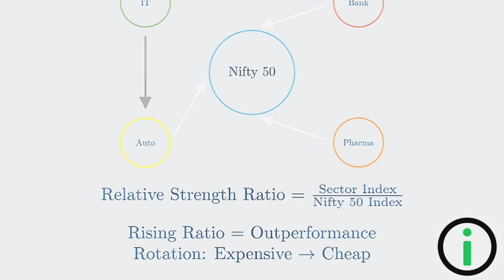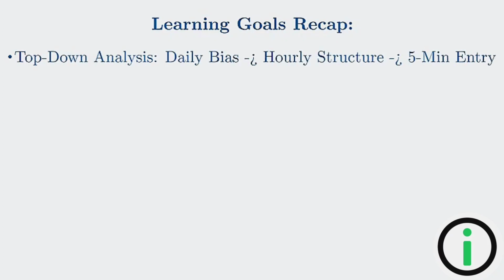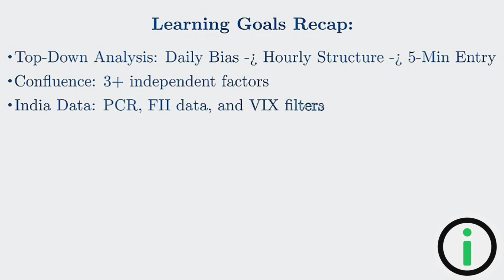Let's recap our learning goals. 1. Top-down analysis, daily bias, hourly structure, and 5-minute entry. 2. Confluence, using 3 or more independent factors to confirm setups. 3. India data, leveraging PCR, FII data, and VIX as filters. 4. Correlations, monitoring Nifty and Bank Nifty divergence and global macro.